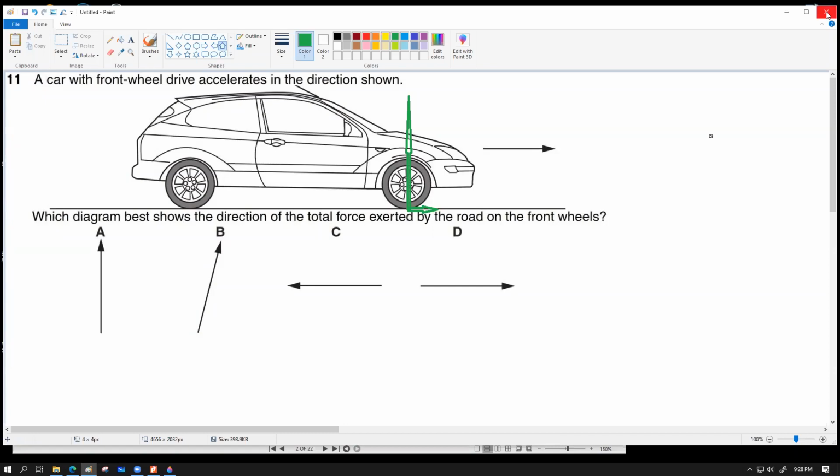Correct answer is B. A is the normal reaction force of the wheel from the ground, and D is the forward force because of running the engine, or actually driving the car. So the resultant of these two gives you the total direction, because the question is asking for the total direction of the whole thing.